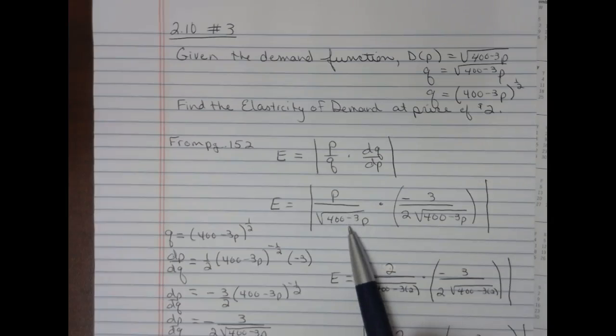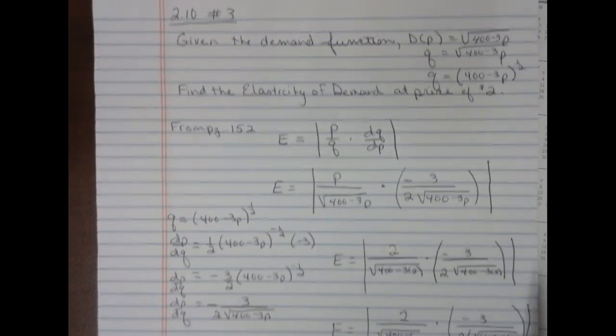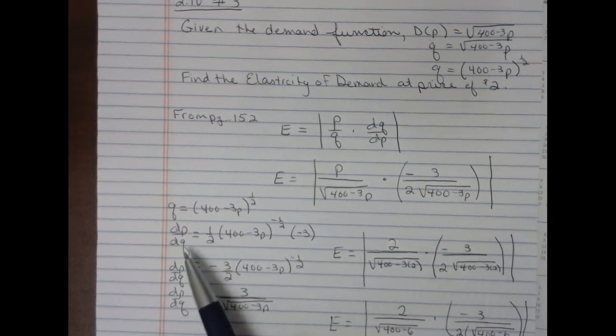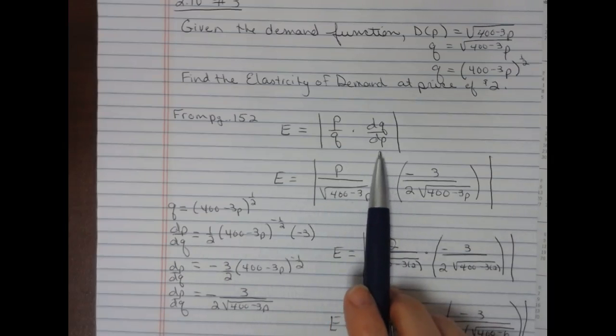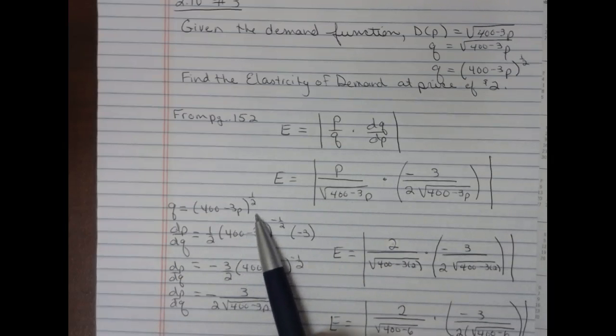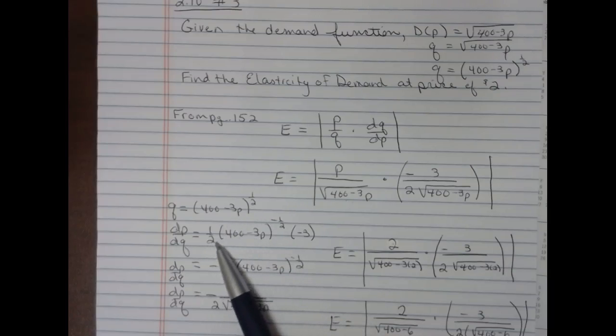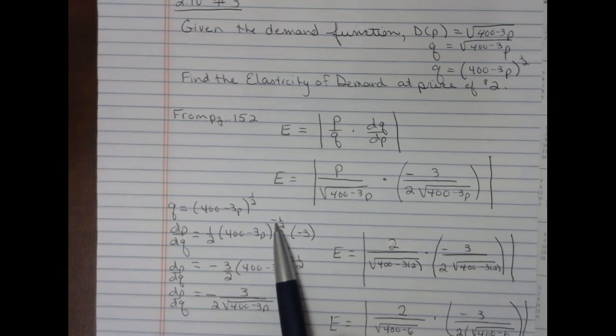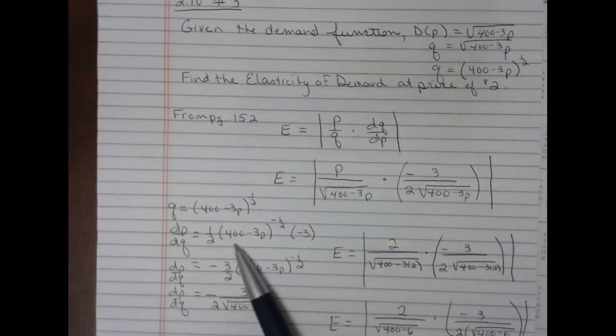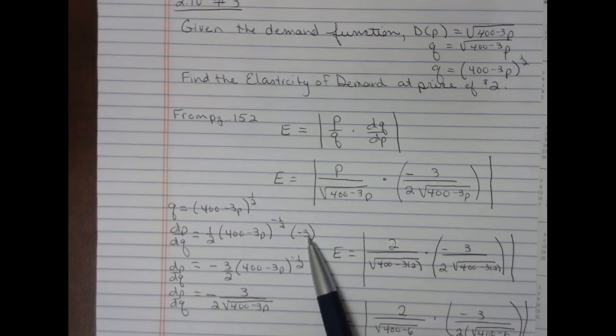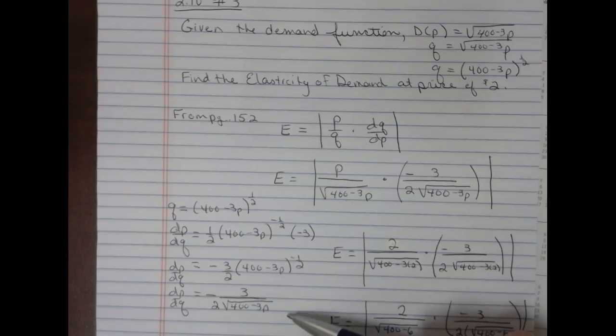P over Q, and then I needed to find the derivative of the Q function, so I can plug it in into this section. And I rewrote it, so I bring down my 1/2 using the power rule, subtract 1 from 1/2, I get a negative 1/2, and then using the chain rule, I have to do the derivative of the function inside, and I get negative 3. So there's my derivative, and again, I just rewrote it here.